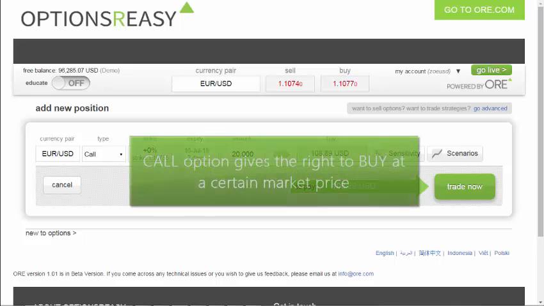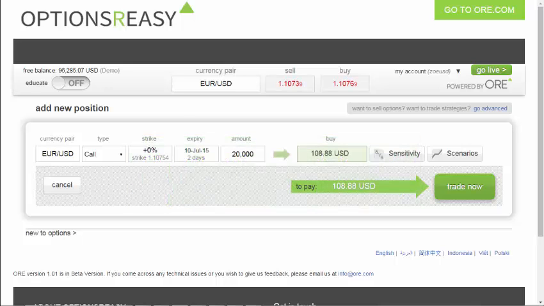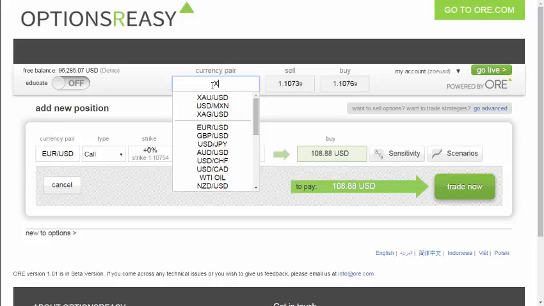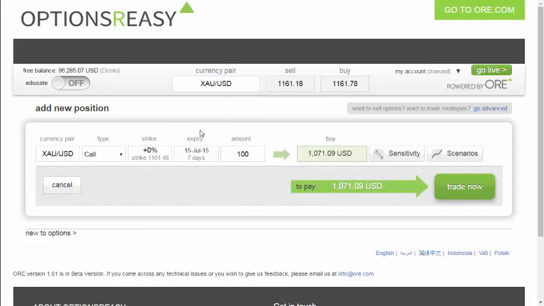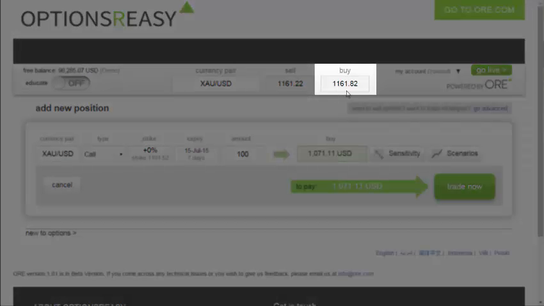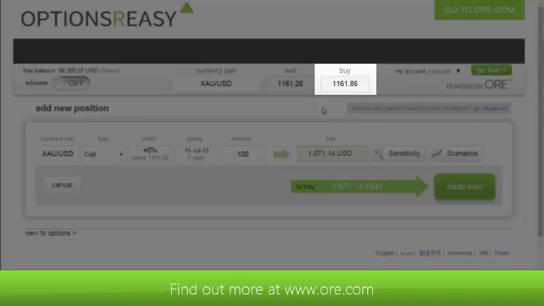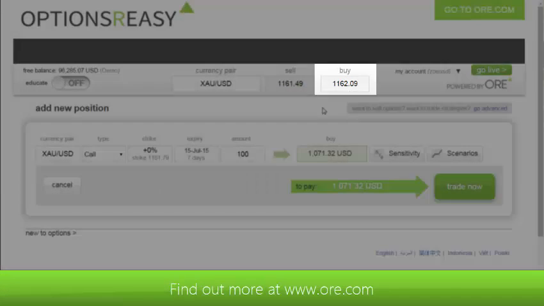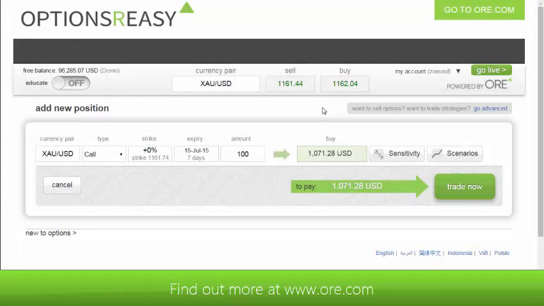Well, when you buy a call option, you hold the right to buy at a certain market price over a certain period of time. Say, for example, you're interested in trading gold. By clicking into this box and entering the gold symbol, that's XAU to US dollar, you can see the price at the moment to buy is $1,161. Now say you're interested in buying gold over the next week, but you're concerned that this price will rise, and it will cost you a lot more than the current value of 1162.